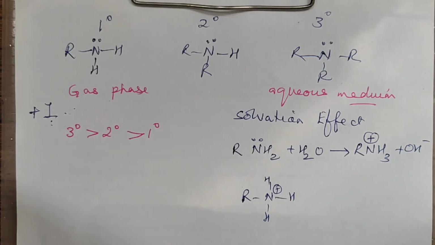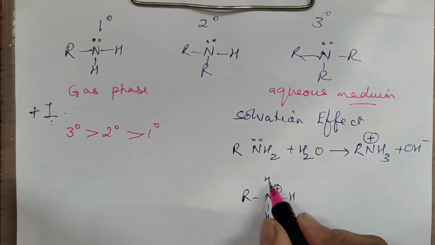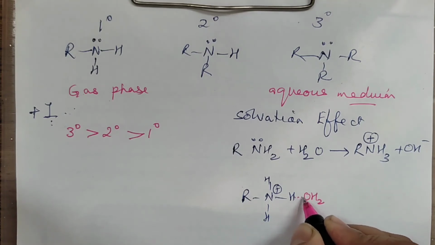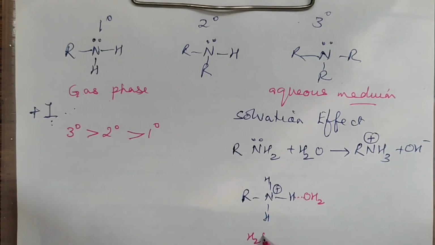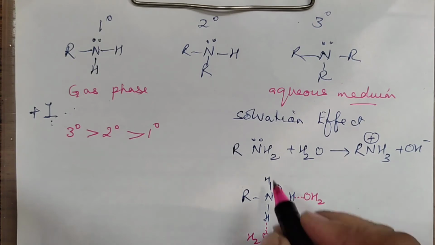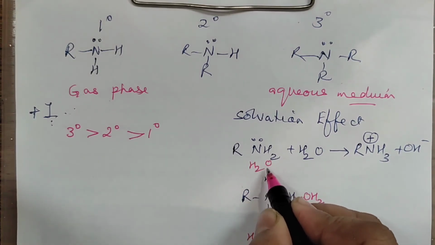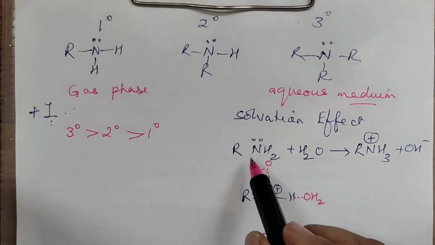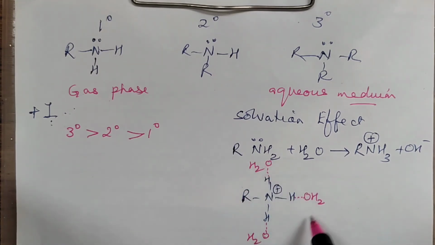Why can this be solvated to a greater extent? Because there are 3 hydrogens present here, so 3 water molecules can surround. There can be one more water molecule. Through this it can get solvated. There can be one more water molecule. That means this ion obtained from 1 degree amine is solvated to a greater extent. There are 3 water molecules which can surround.